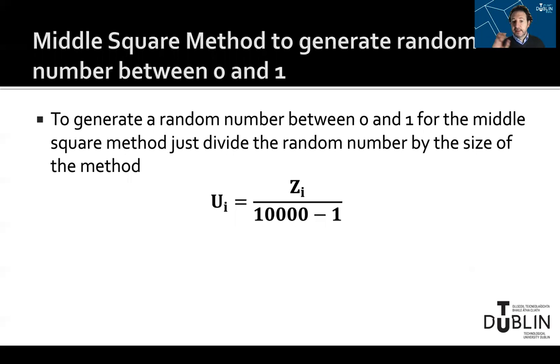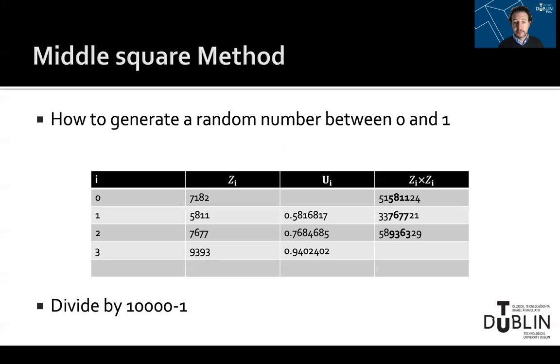So, to generate numbers between 0 and 1, we just divide by 10,000 minus 1. So that just looks very similar. That's our first number. We always have to choose the first number in the sequence. That's called the seed, and that's very important. It doesn't matter what it is, but it's the one that starts the sequence. 7182, 5811, and so forth. And we keep going again and again.